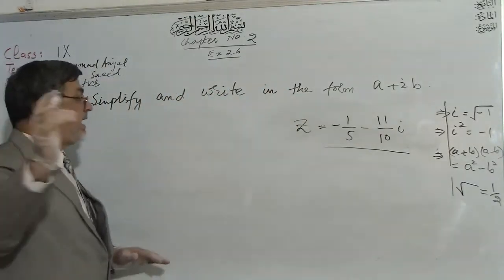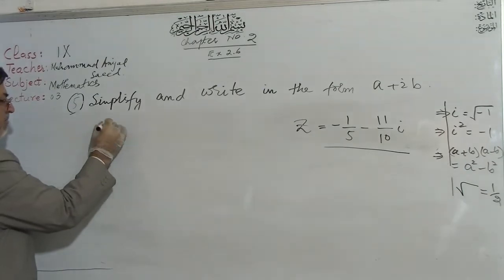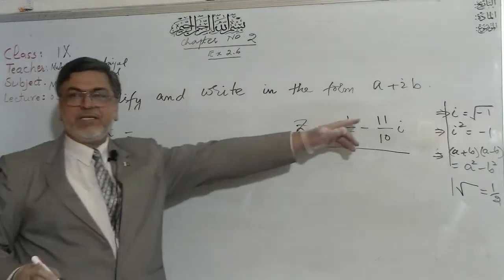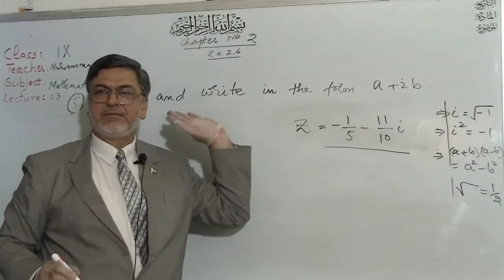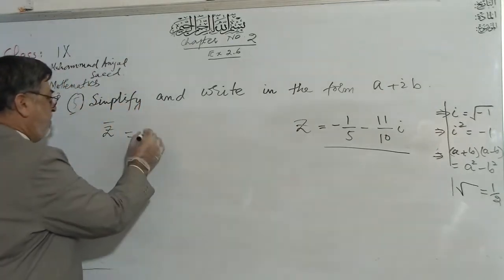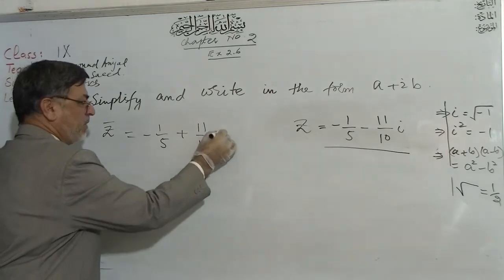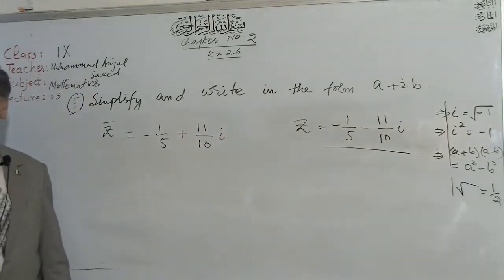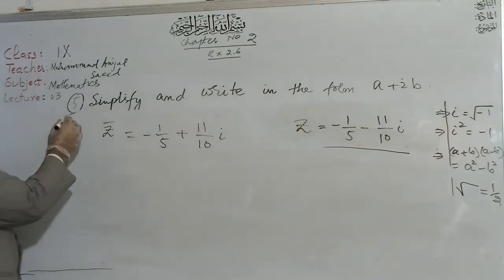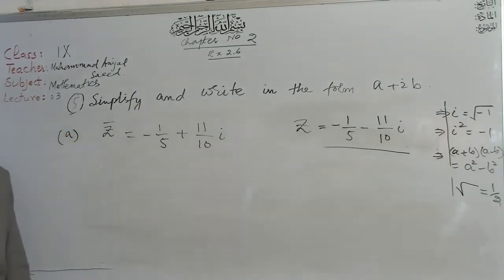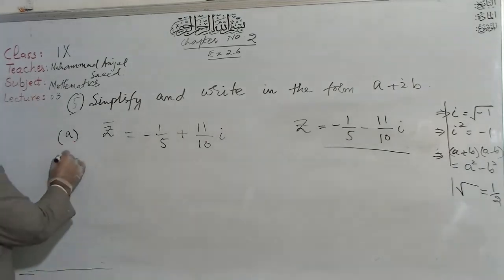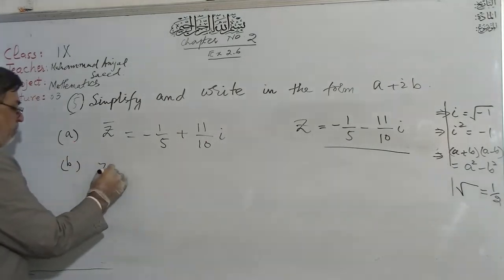What is Z bar? Change the sign before iota. So it will be minus 1 over 5 plus 11 over 10 iota. Now we have Z bar. Actually it was your A part. Check your book, question number 5. Part A was Z bar and part B is Z plus Z bar.